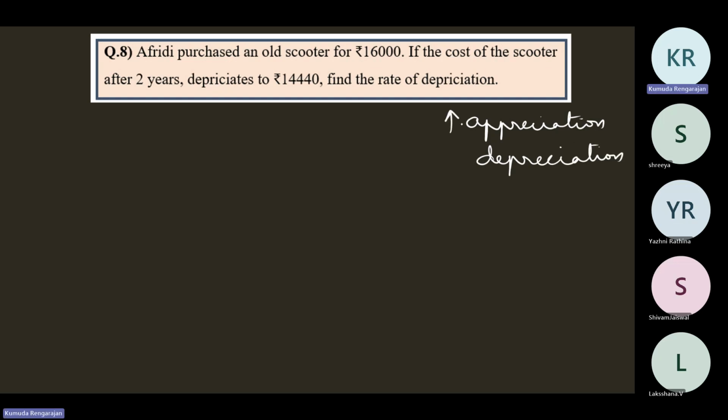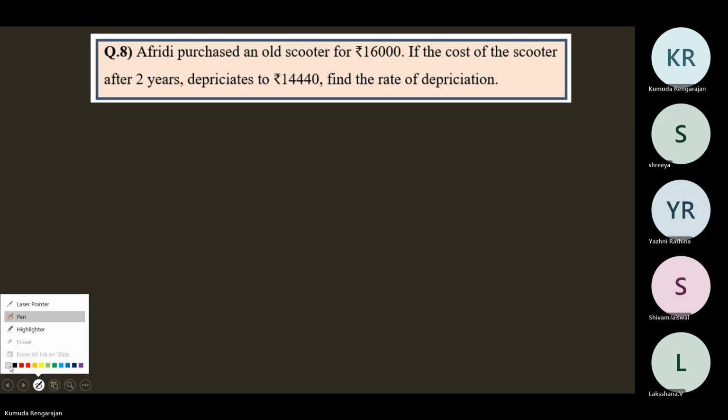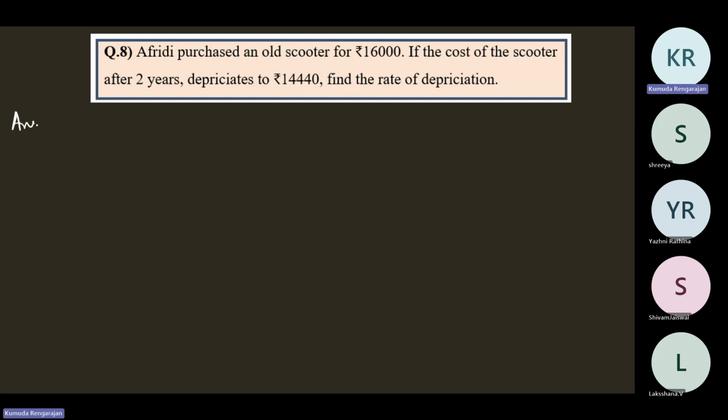Appreciation meaning increases in value. Depreciation or depreciates meaning decreases in value. So depreciates meaning it decreases in value. You need to find the rate of depreciation. The rate of depreciation, that is R, the value of R. Please start working.